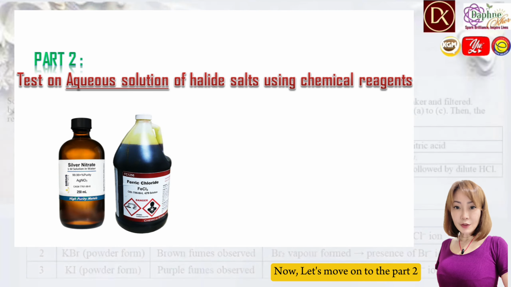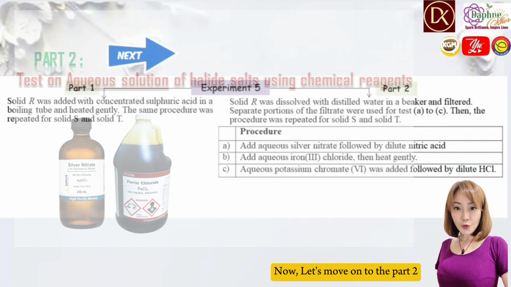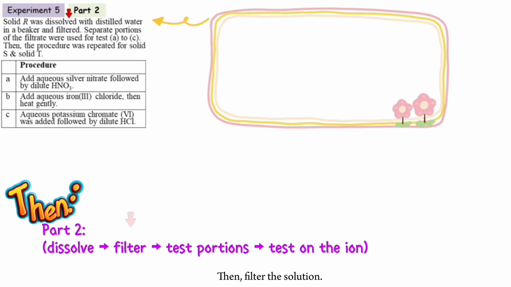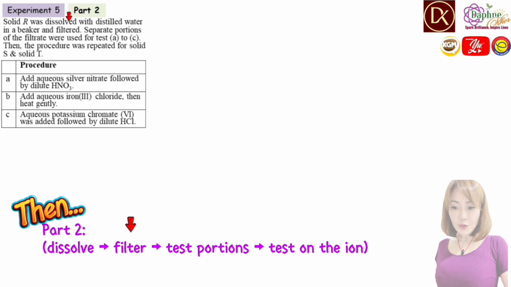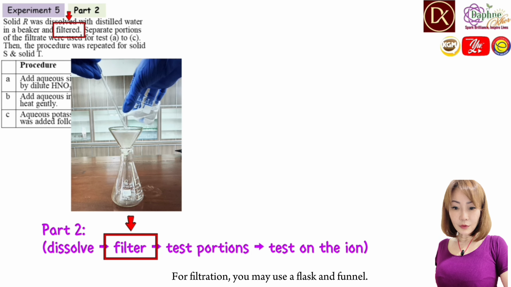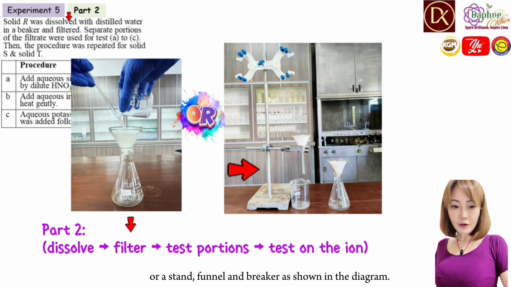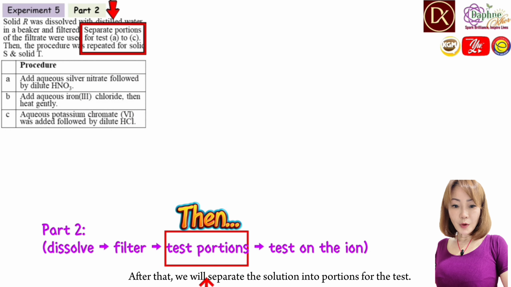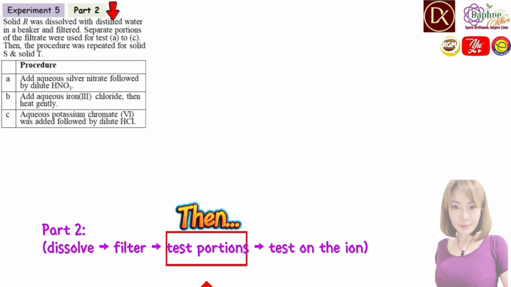Let's move on to Part 2. Before we start, we must first check the solubility of each salt in water. So, dissolve the salt in a small amount of distilled water, then filter the solutions. For filtration, you may use a flask and funnel, or a tripod stand, funnel, and beaker as shown in the diagram. After that, we will separate the solutions into portions for different tests.